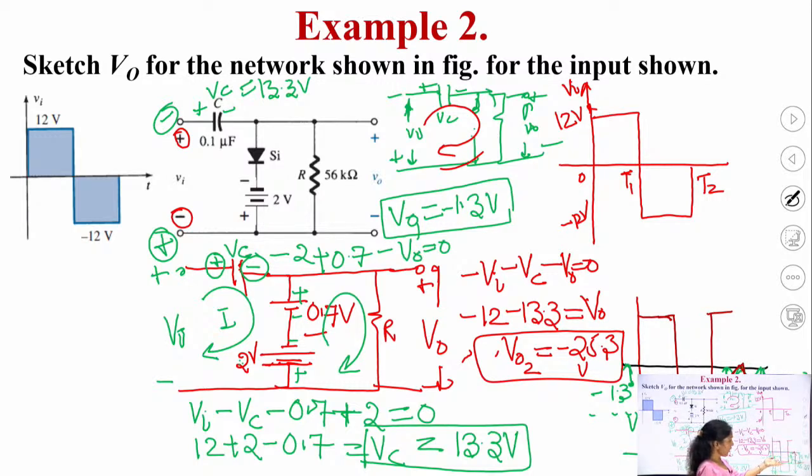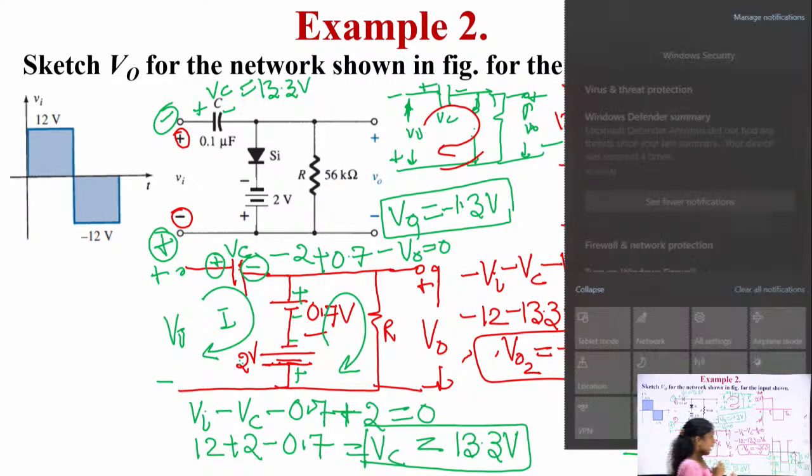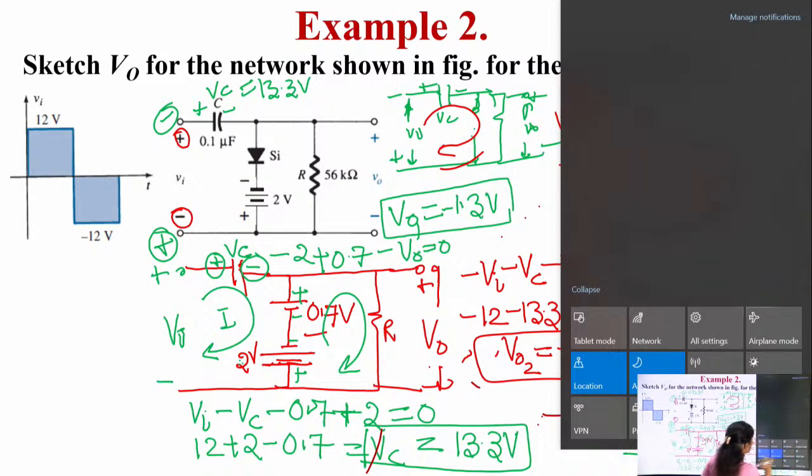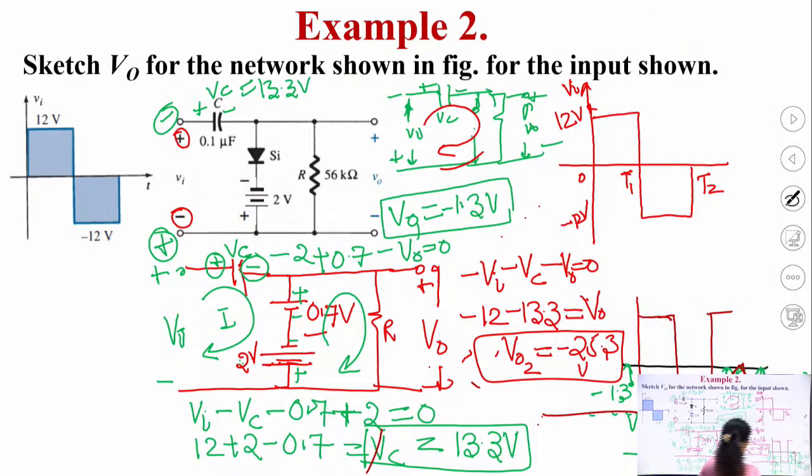So now this is my original signal, and my DC level has been shifted by 13.3 volt, and because this is a positive voltage, that is why the DC level has been shifted upward.